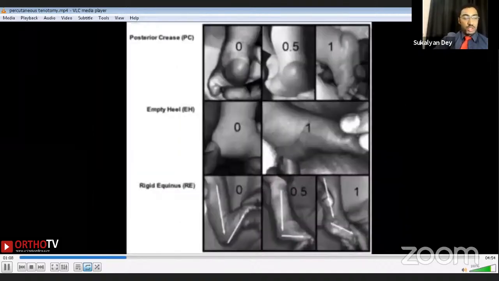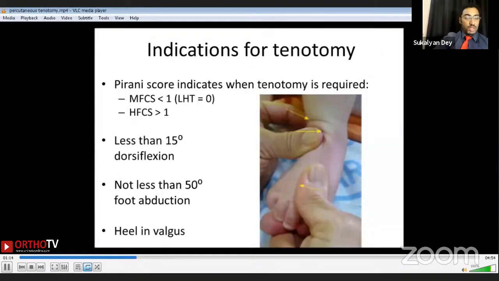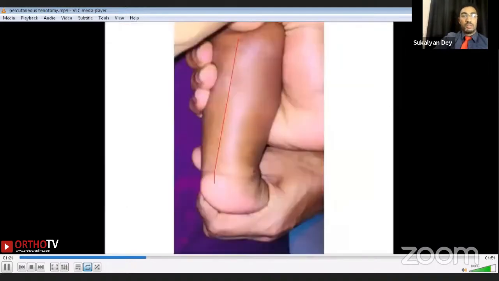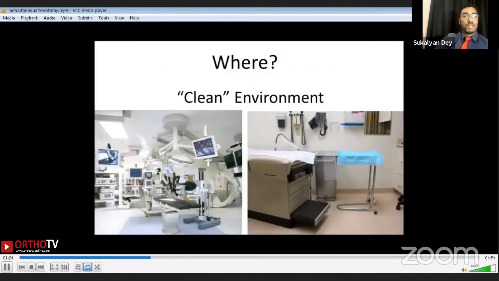Another prerequisite is to achieve a complete reduction of the head of the talus inside the talonavicular joint, without which the tenotomy would be too premature. The third requisite is the heel must be in valgus. The fourth prerequisite is to achieve 50 degrees of abduction in an infant. In older children, it may be less.